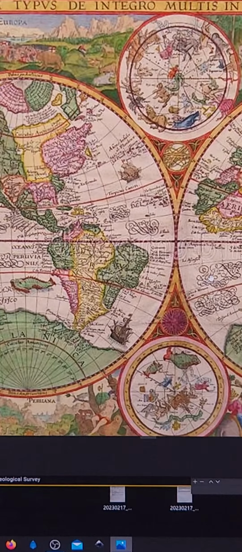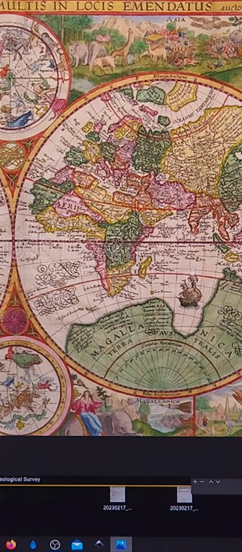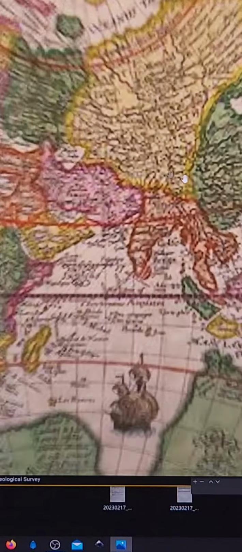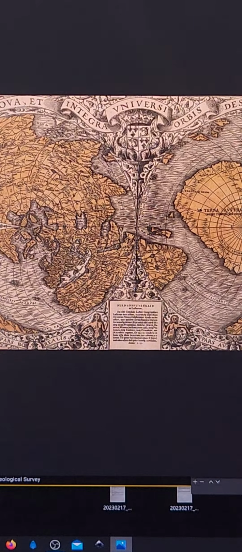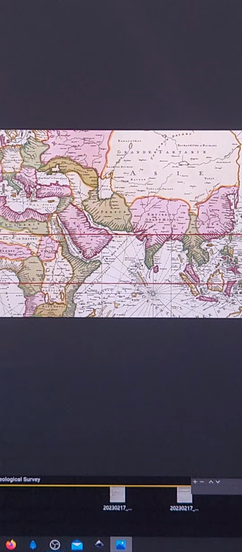South America, Africa, no Himalaya, Australia is attached to Antarctica. Same again. They weren't all made from the same map.